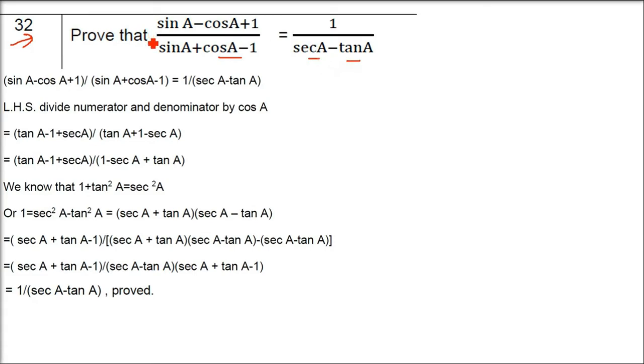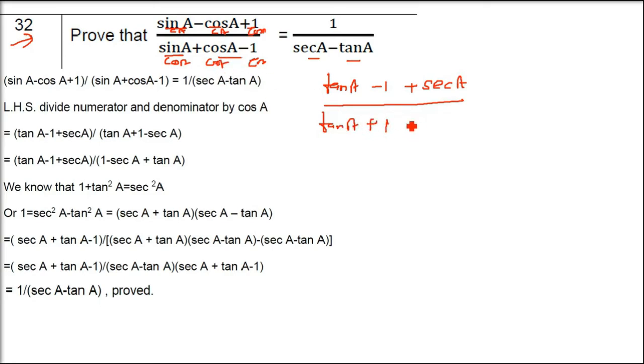So how to do this? We'll divide numerator and denominator by cos A. In order to make this as sec and tan, we are dividing each and every term by cos A. So when we divide by cos A, what do you get? Sin A by cos A is tan A. Cos A by cos A is 1. 1 by cos A is sec A. Then you have sin A by cos A, tan A. And then plus cos A by cos A is 1. Minus 1 by cos A, sec A. Okay, this is clear now.